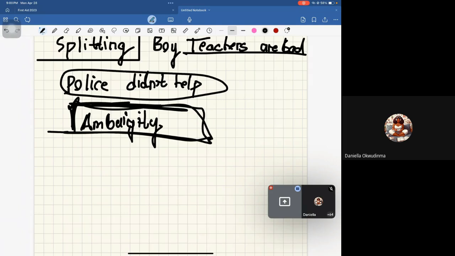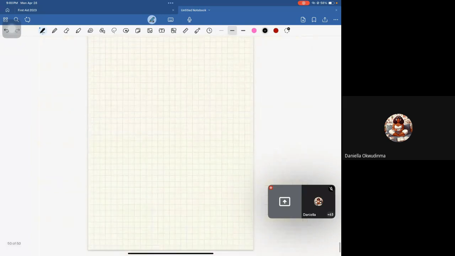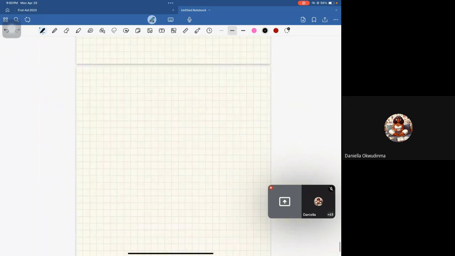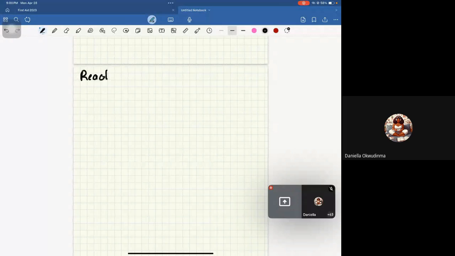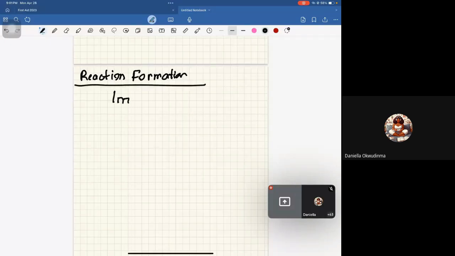Now we'll move on. Projection was done, rationalization was done, so let's move on to reaction formation. What happens in reaction formation is that, for example, you have an impulse. We have seen in denial that you cannot accept it. In denial, you cannot accept it.